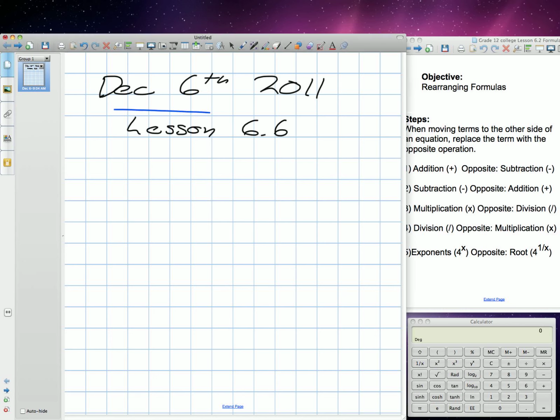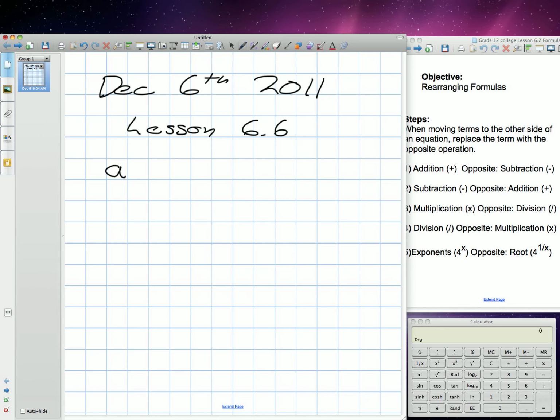Today's December 6, 2011. We're on lesson 6.6. We're going to be dealing with exponential equations. Now this is the little formula they've given us, and what it is trying to do is find common bases or solve for exponents. So they've given us a formula that looks like this.